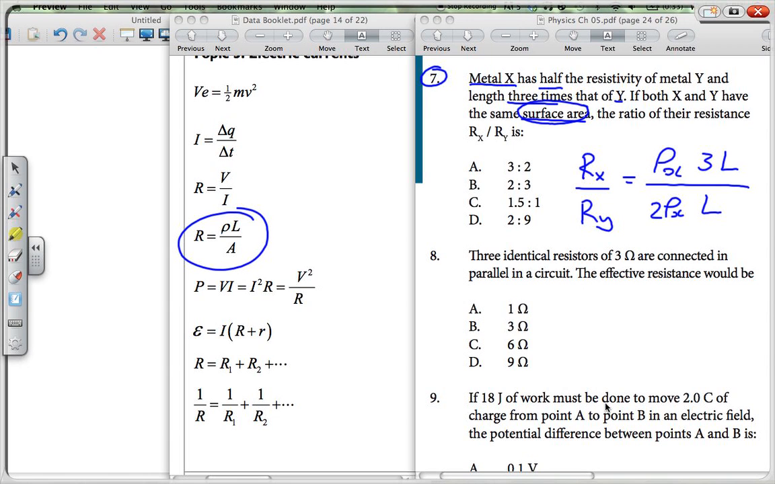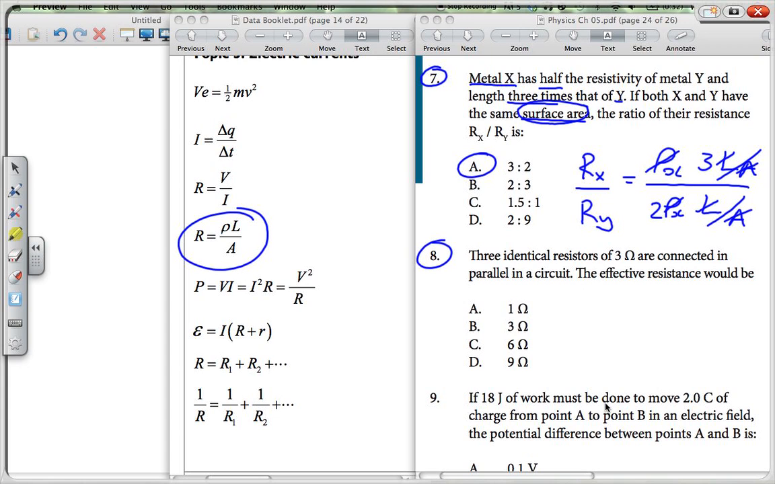They both have the same area. So when you divide both of these by the area, they're both the same. Now, I think we can see that the rho will cancel out there, and our L will cancel, and our area will cancel with that. So we're going to get a value of 3 over 2. So I would say that A would be the correct one there, that it is 3:2.